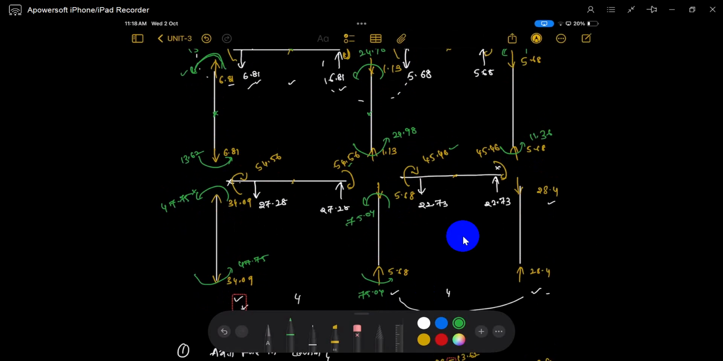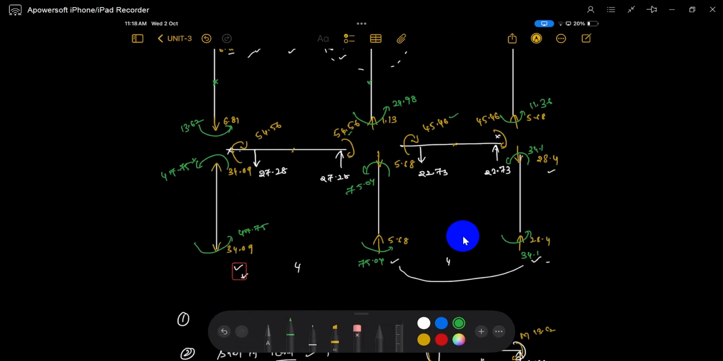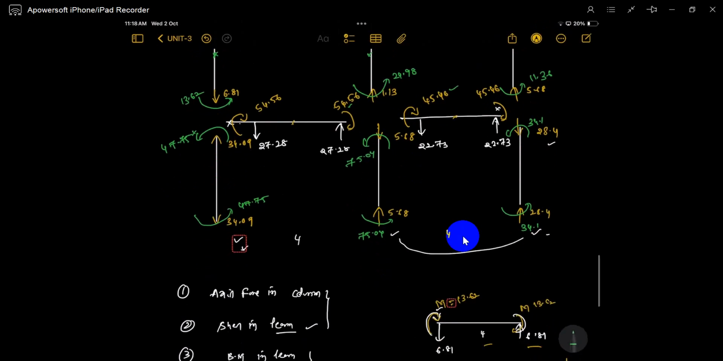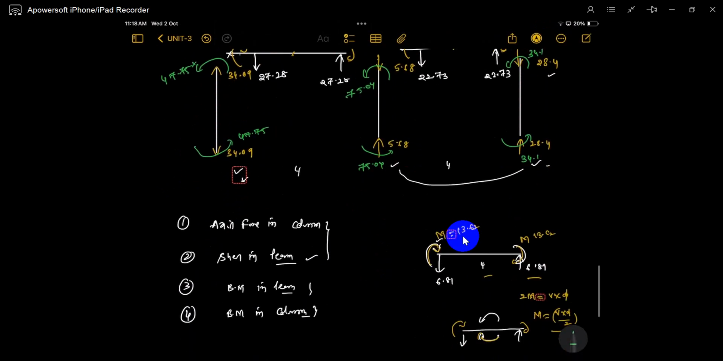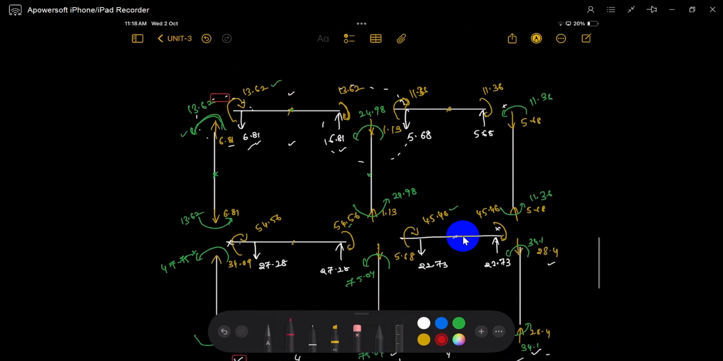So based on the equilibrium equations, we calculate the bending moments in columns. Here is 34.1. Now it is the end of bending moments in columns. Now comes to the shear in column. How can you calculate shear in column? See, take this as an example. I will show you.